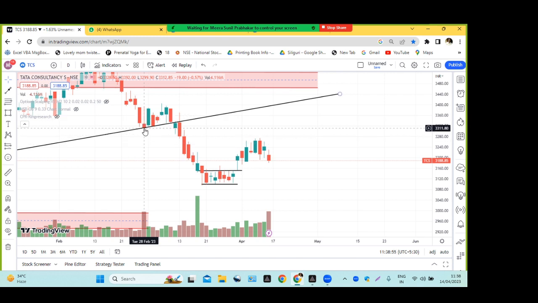See, this is 28th Feb. Okay, 28th Feb. There is a shooting star. But after that, did we enter on this level? No, but we would have marked a low and we would have waited, and once this low is broken, see, because after this shooting star there was a long hold.